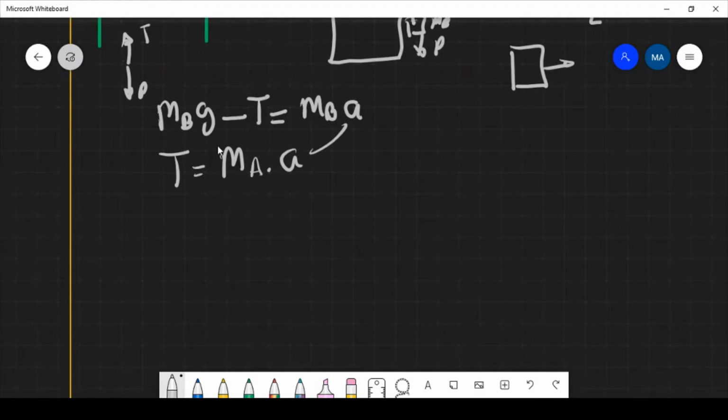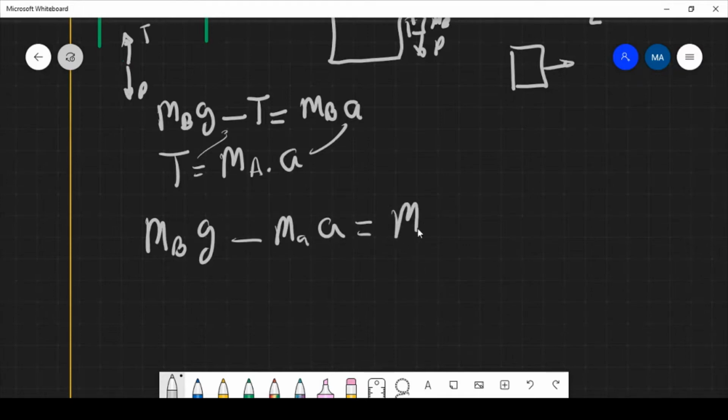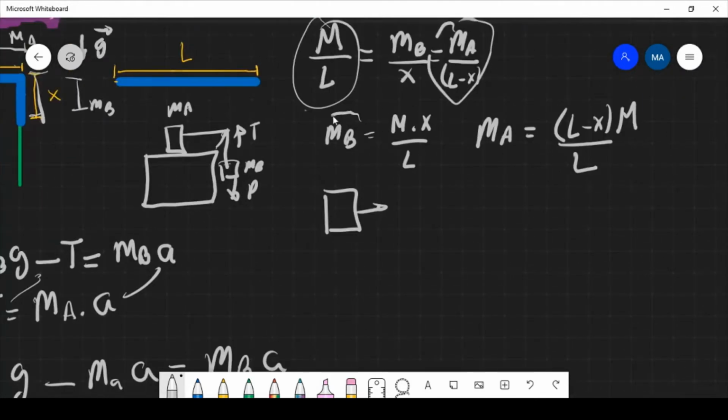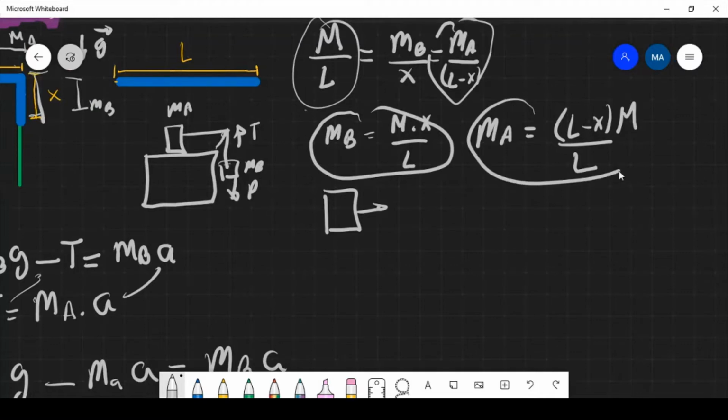So what's next? Well, let's put this T over here. The mass of B multiplied by g minus the mass of A multiplied by this acceleration is equal to the mass of B multiplied by a. Now I'm going to put these values over here for the mass of B and for the mass of A.